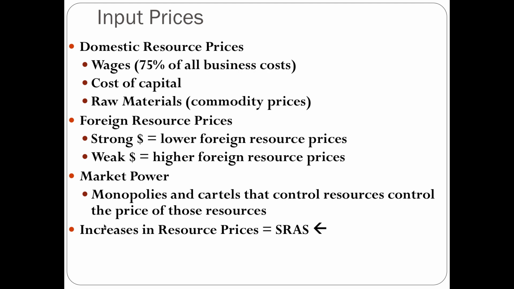All right, so with an increase in resource prices, short-run aggregate supply is going to shift to the left. With a decrease in resource prices, short-run aggregate supply is going to shift to the right.